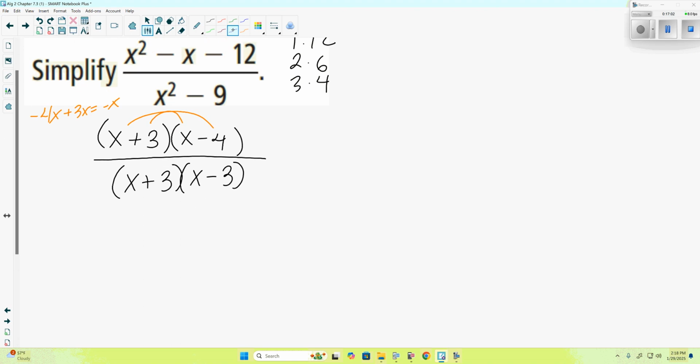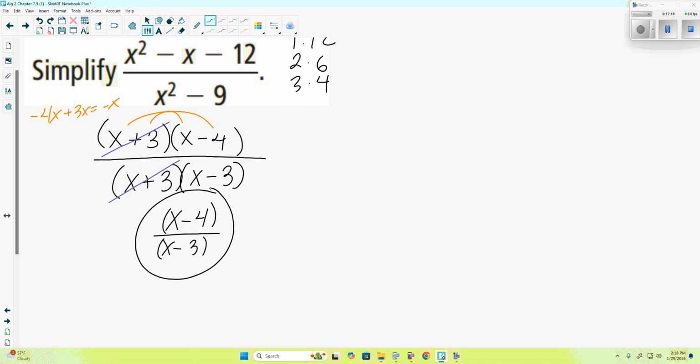Is there something in common on top and bottom? So x plus 3 and x plus 3 would simplify, leaving us with x minus 4 over x minus 3. Because again, since we have a minus between both the terms on top, and a minus between our terms on bottom, they are one expression. We can't just break them apart. I mean, we can, it just won't be helpful.